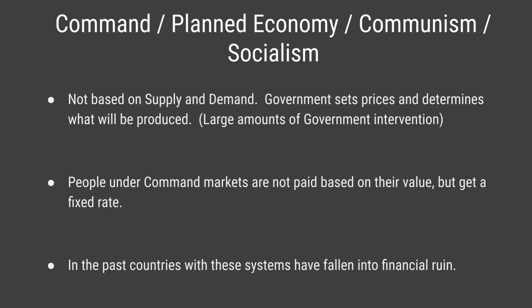The next type of economy is called a command or planned economy. It's also known as communism or socialism. And this is sort of a polar opposite to a free market economy. So this is no longer based on supply and demand. It's not reactionary to consumers. A government sets the prices and determines what will be produced.